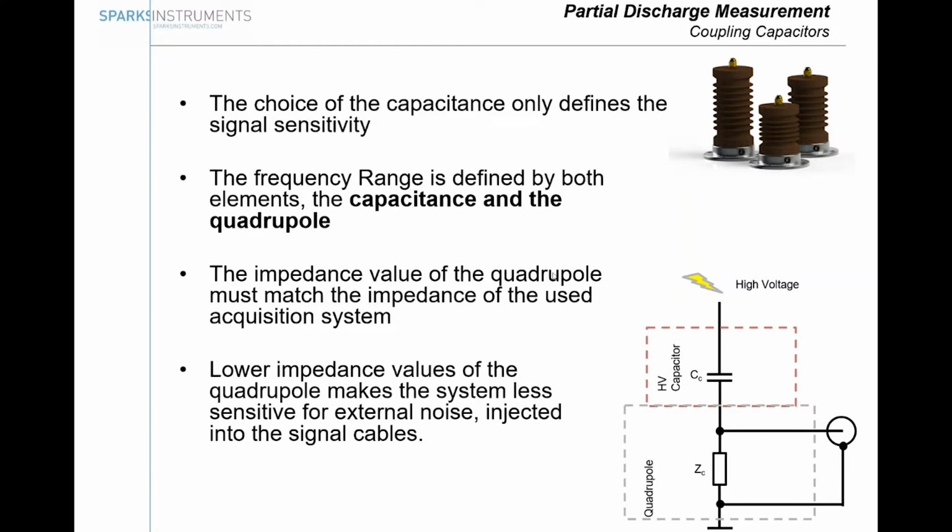And the impedance of the quadrupole must match the used acquisition system, because the acquisition system also has resistance, and if you connect your instrument, both the quadrupole and the input resistance of the instrument will come together. So it might be that when you connect a system, you change the total frequency range of the system just by connecting an impedance parallel to the quadrupole.